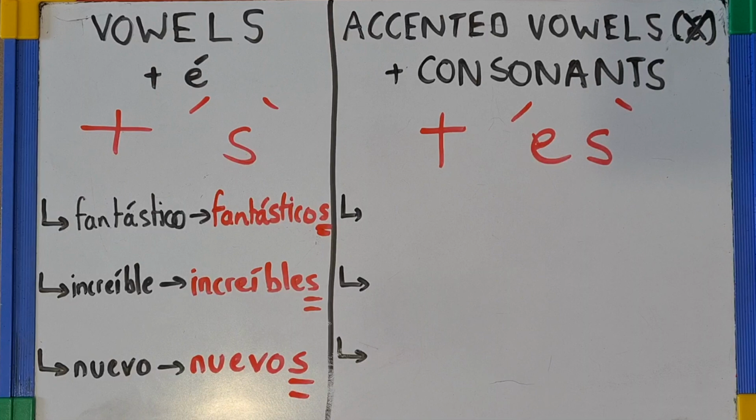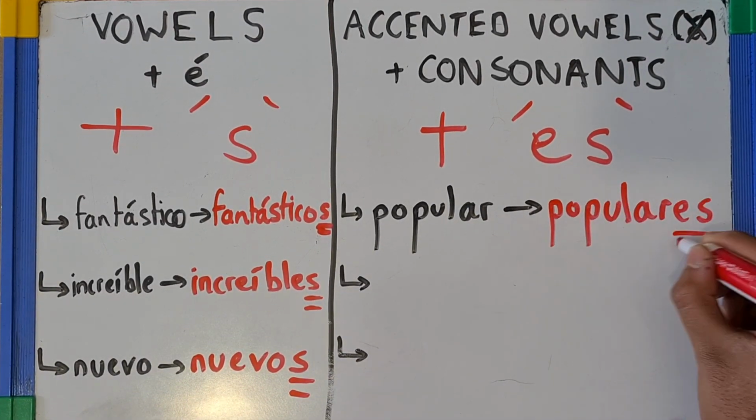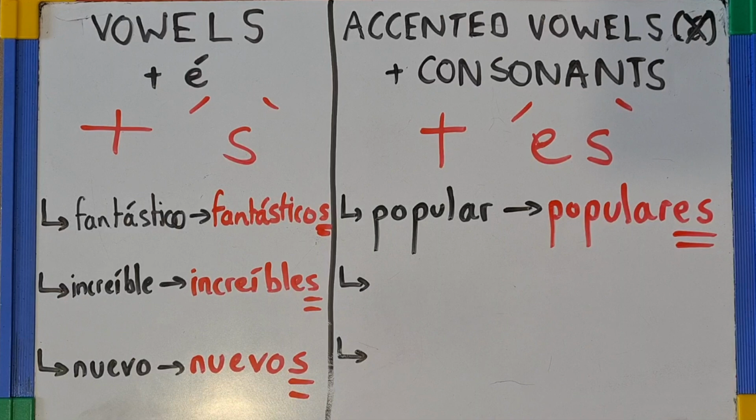For singular adjectives that end in vowels with an acute accent, apart from E, or in consonants, the rule is add an ES to the end. Here are some examples. Popular, the Spanish for popular, goes to populares. One more time. Popular to populares.